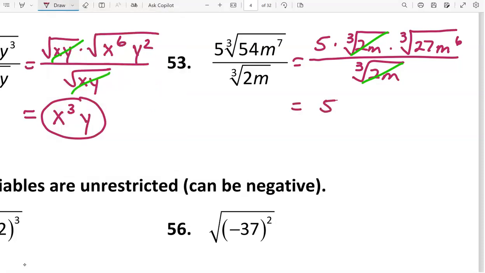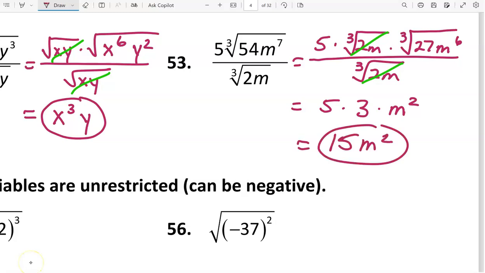We have 5 times, and the cube root of 27 is 3. The cube root of m to the 6th is m to the 2nd, because when dealing with exponential expressions, we divide that index into the exponent. 3 goes into 6 2 times. So the final result is 15m squared.